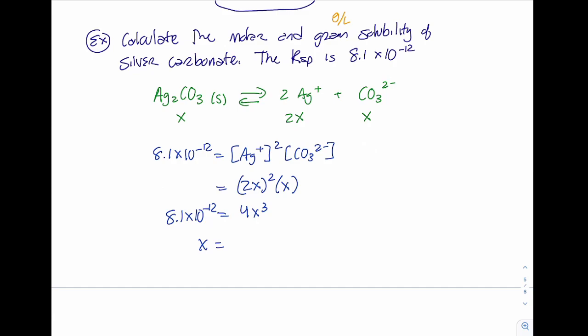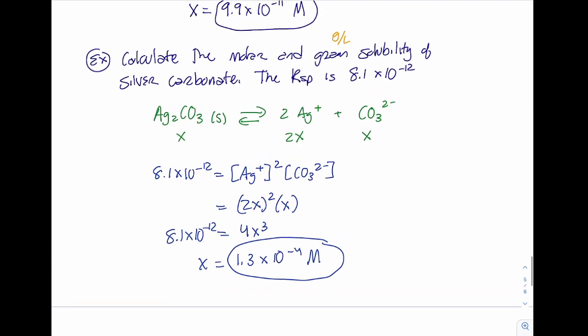So grabbing my calculator. And I get 1.3 times 10 to the negative 4th. And then this is my molar solubility, right? X is my solubility that I'm looking for. And because of these brackets, we know that it's molar solubility. So we're going to throw a capital M after it. So that's my first part.